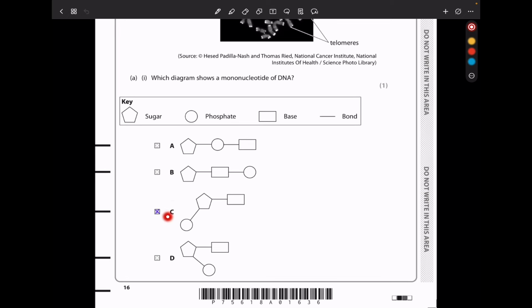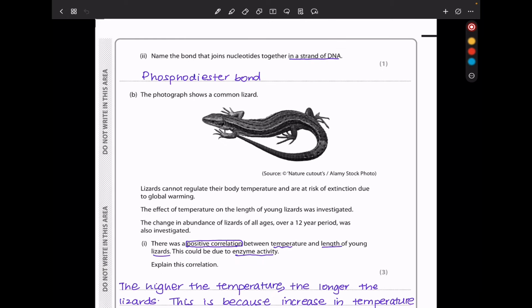Here the answer should be C. This is the one that is arranged in an orderly way, so that is the mononucleotide. The others do not make sense because the bonds are not positioned where they should be for some of the components within the structures. Next says name the bond that joins nucleotides together in a strand of DNA.